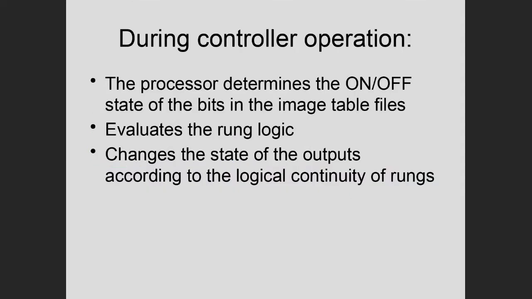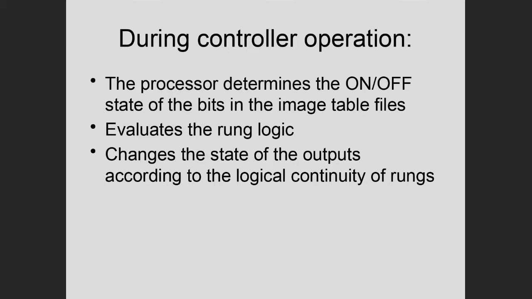So here's what the controller is doing. The processor determines the state of the on-off bits in the input image table. Switches are opening and closing all the time, so you have to update the input image table. The PLC program actually runs in a circle, a scan. It'll look at the switches to see if they're open or closed. It'll take a snapshot of them, and then if a switch is open, it'll store a 1.